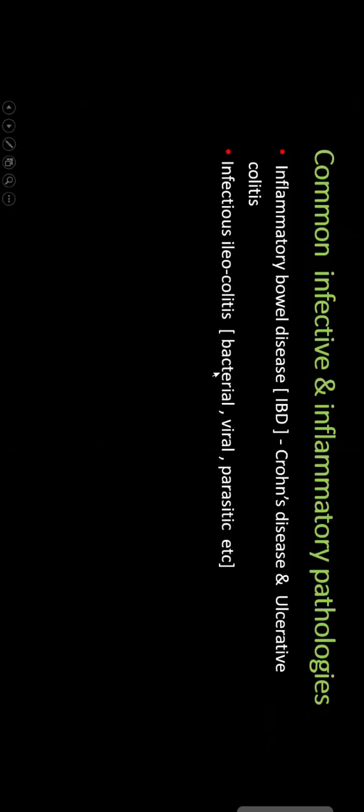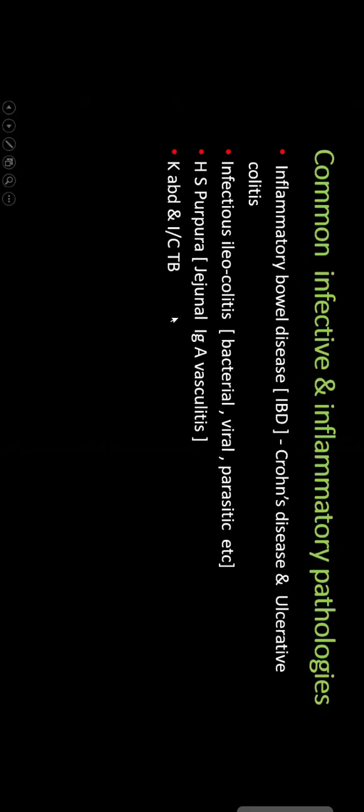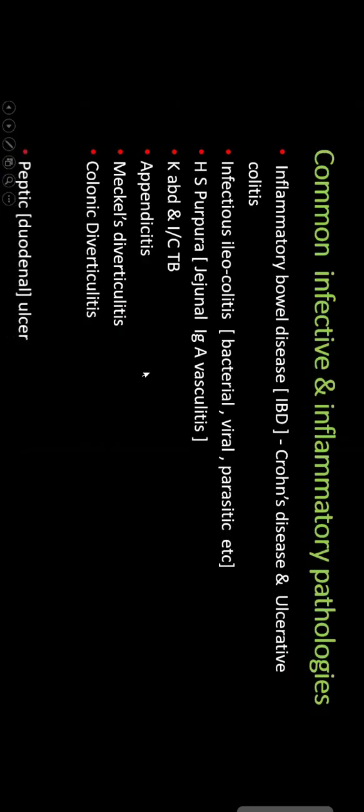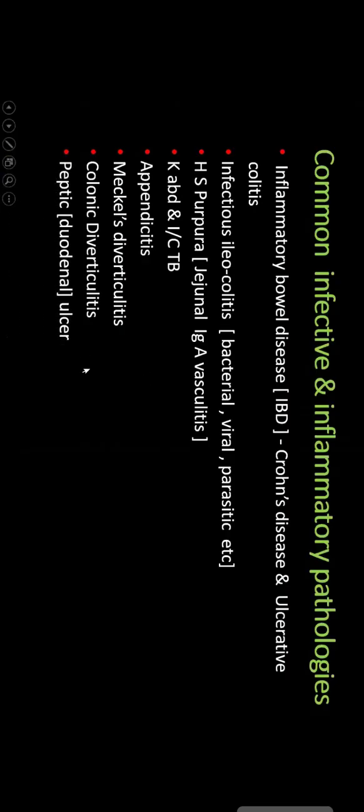Now, common infective and inflammatory pathologies. Inflammatory bowel disease, most common, has two important conditions, that is Crohn's ileitis or Crohn's disease and ulcerative colitis. In infective ileocolitis, the etiology is viral and bacterial. Sometimes we can see parasitic infestations. And Henoch-Schönlein purpura is basically an immune-mediated vasculitis, which is seen in pediatric and young adults. Other important entities and pathologies are Koch's abdomen and ileocecal tuberculosis. Of course, it is a chronic infective pathology. Appendicitis, Meckel's diverticulitis, colonic diverticulitis, peptic ulcer disease involving gastric ulcer or duodenal ulcer. Duodenum is more commonly involved. Mesenteric lymphadenitis. So these are the various pathologies we are going to discuss today.